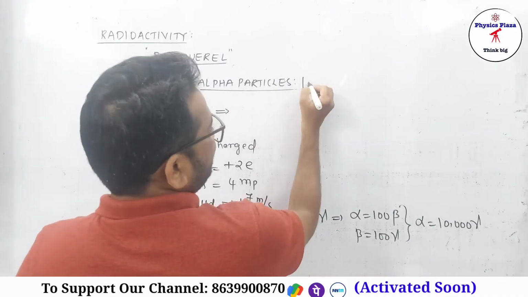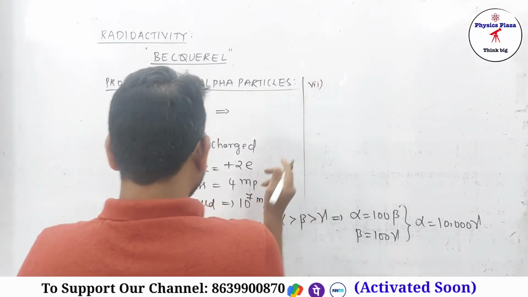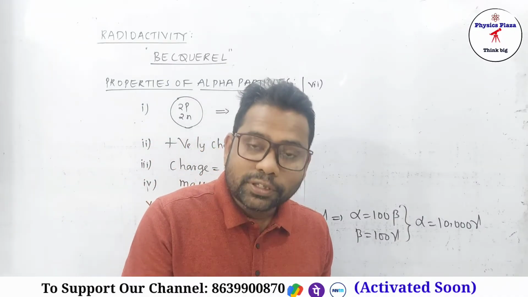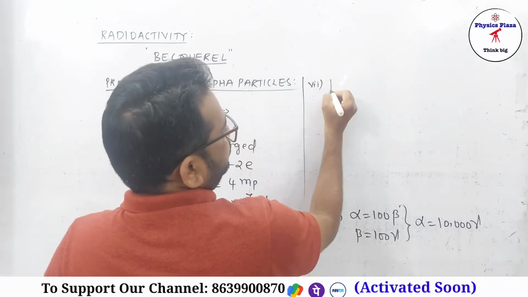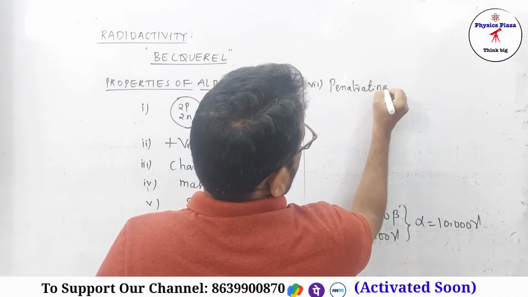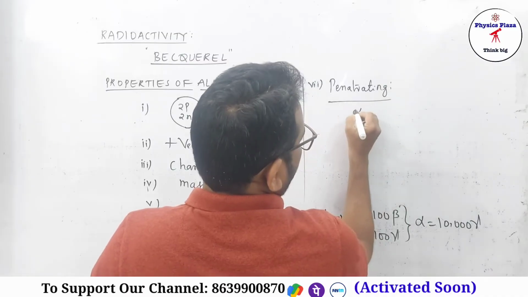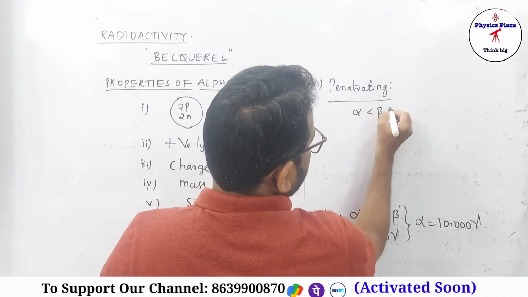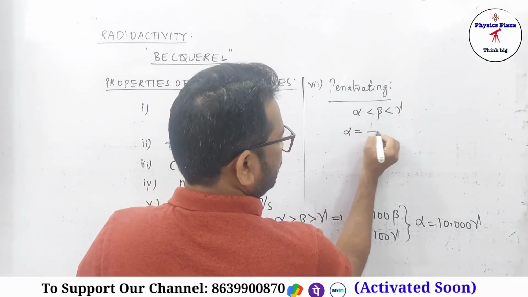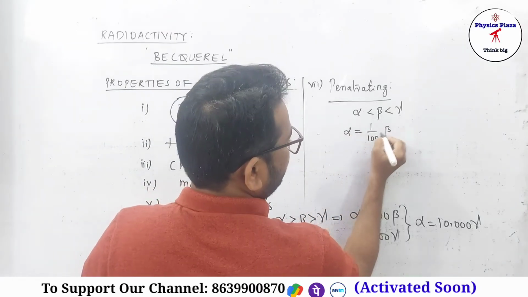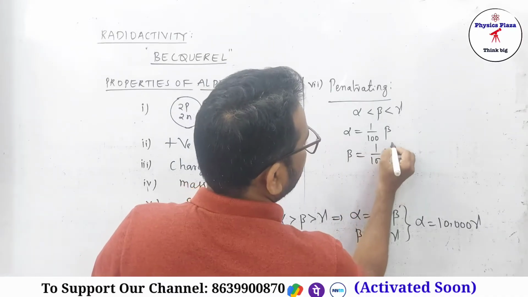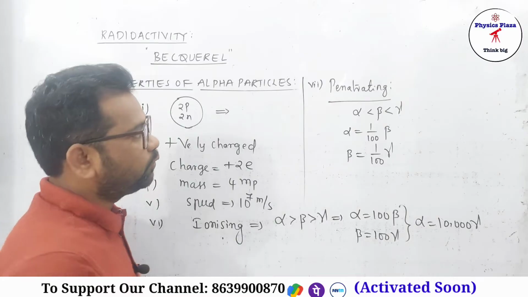Now come to the penetrating powers, children. As the speed of the alpha particle is less than beta and gamma, the penetrating power is also very less. So penetrating powers are very less: alpha is less than beta is less than gamma. So alpha is 1 by 100 of beta, and beta is 1 by 100th of gamma. Is that clear? Fine, children.